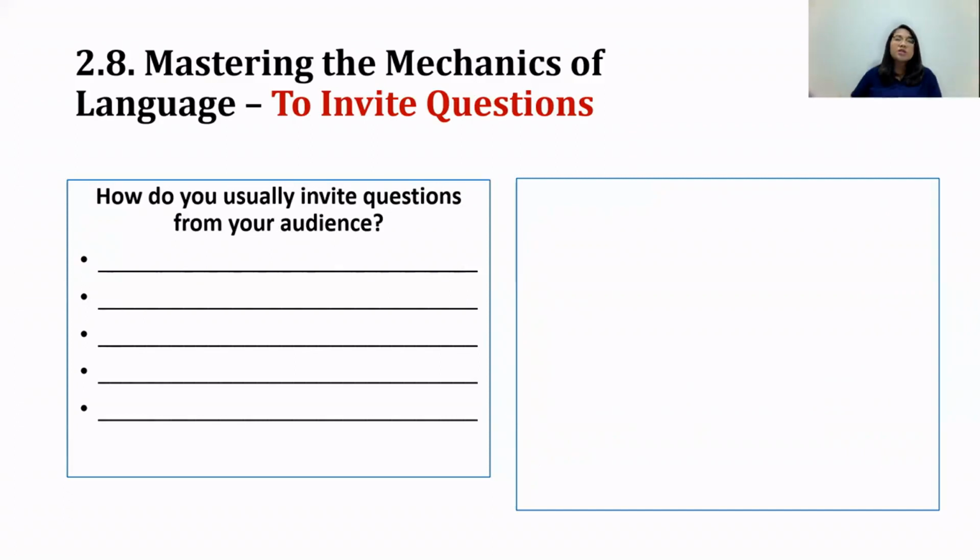So these expressions are used to open the Q&A session. After you signal that you have finished your presentation, now you move to the Q&A session. So how do you start the Q&A? How do you invite the questions from the audience? Do you just say, okay, it's Q&A session, any questions, like that? Or what do you usually say?